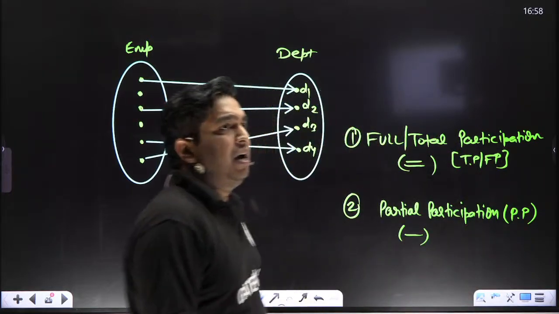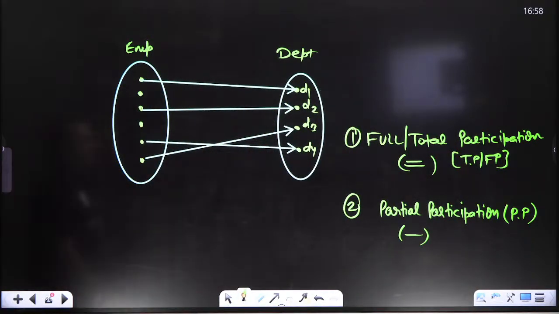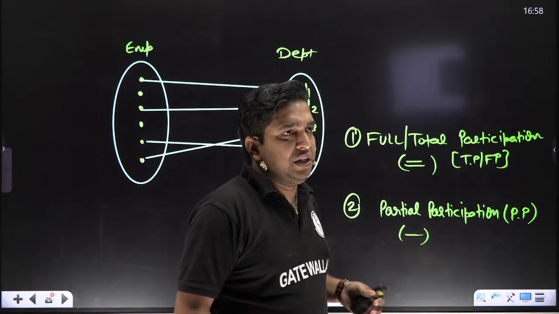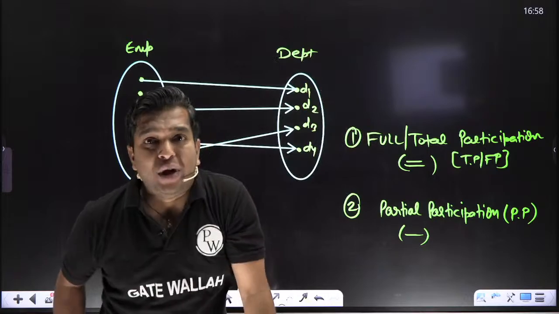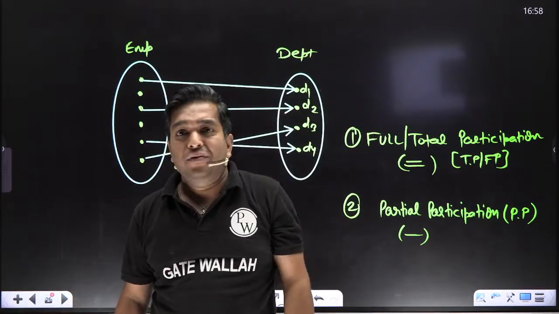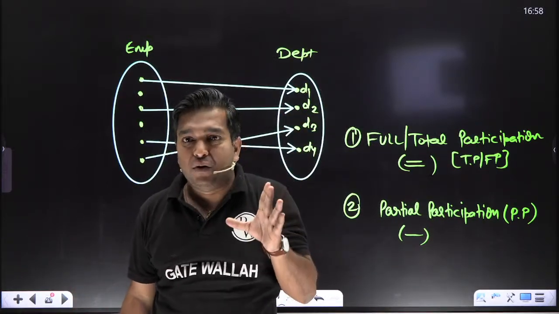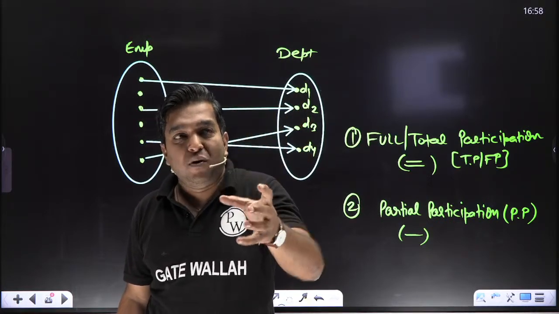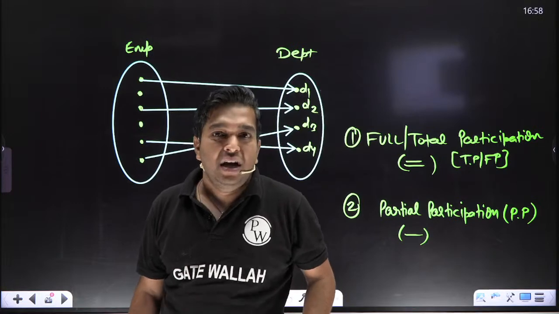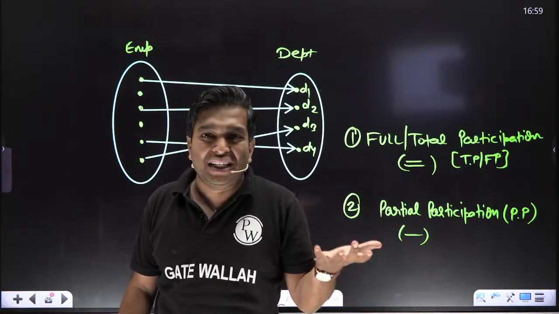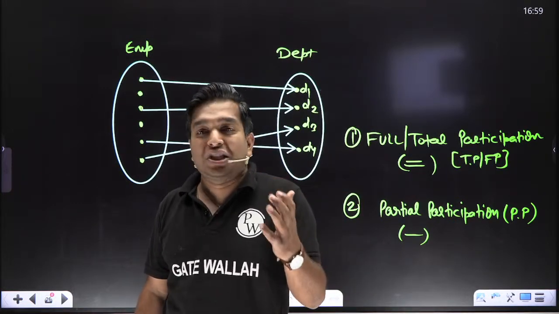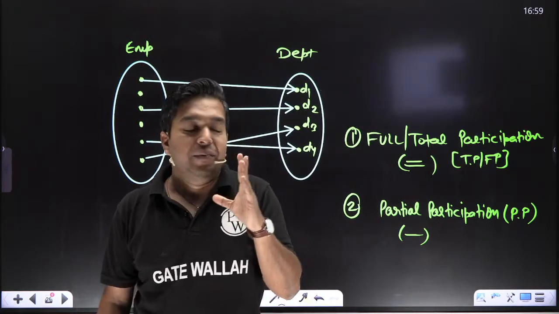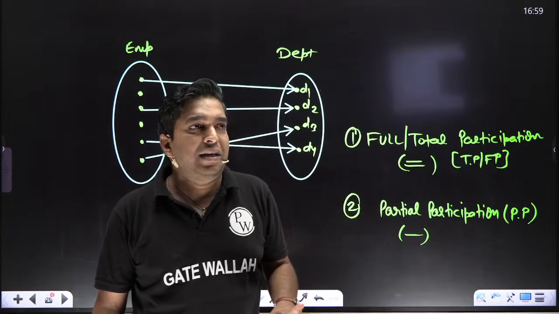Now what is the meaning of total participation or full participation? If every student who is watching live replies in the chat box, meaning 100% of students reply, then it is called total participation. If some of the students do not reply in the chat box, then it is called partial participation. Total participation is denoted by a double line, and partial participation by a single line.